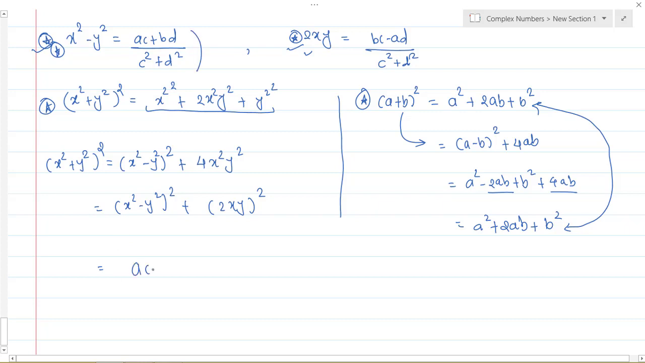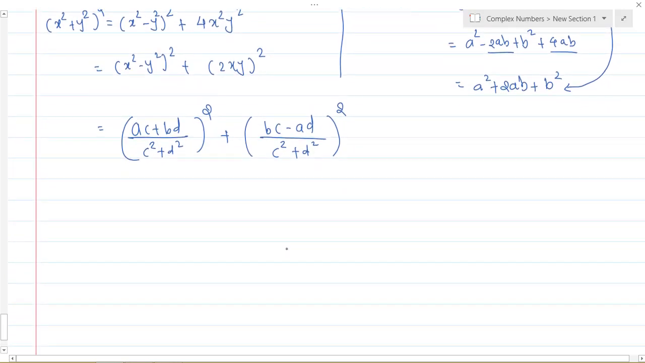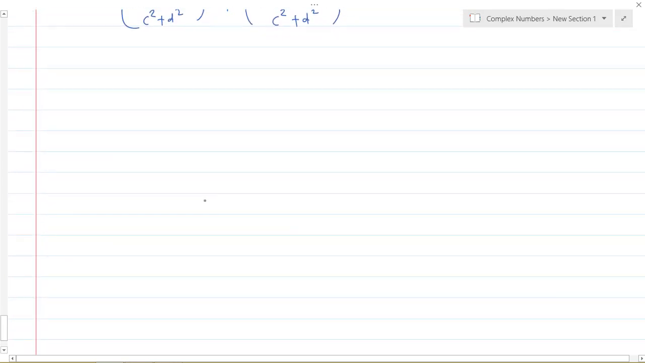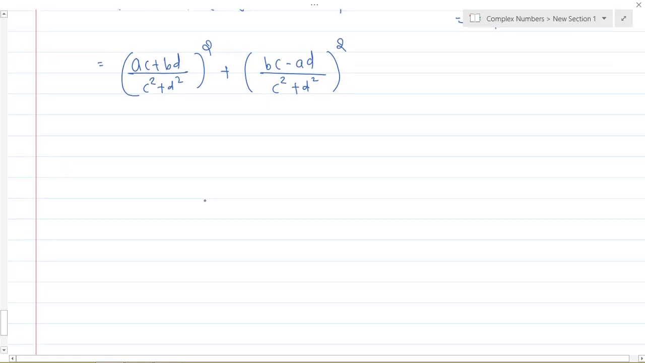So it is (ac + bd) divided by (c² + d²). So its square, little bit of calculation is there. So 2xy is nothing but (bc − ad) upon (c² + d²). Okay, so its square. Now let's open these two. It is a bit of calculation. So (ac + bd)², so open this.